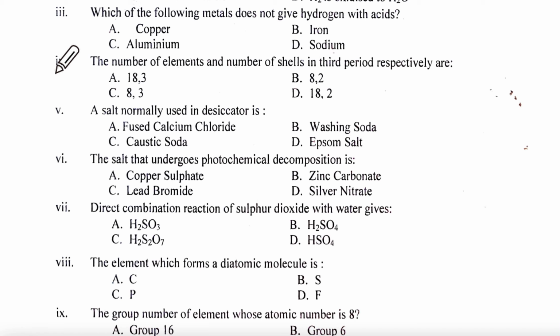Let us come to the fourth one, the number of elements and the number of shells in the third period. In the third period, there are 8 elements, and how many shells will they have? 3. So where is 8 comma 3?